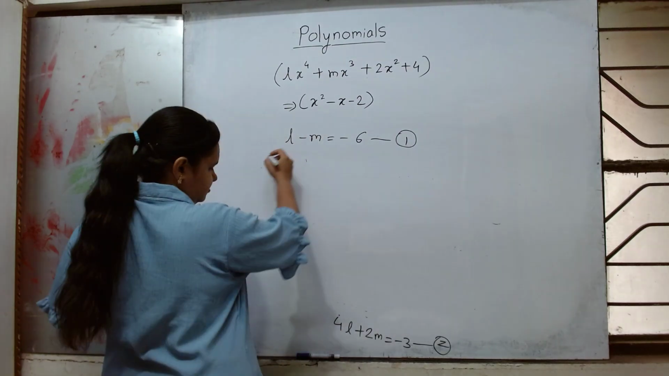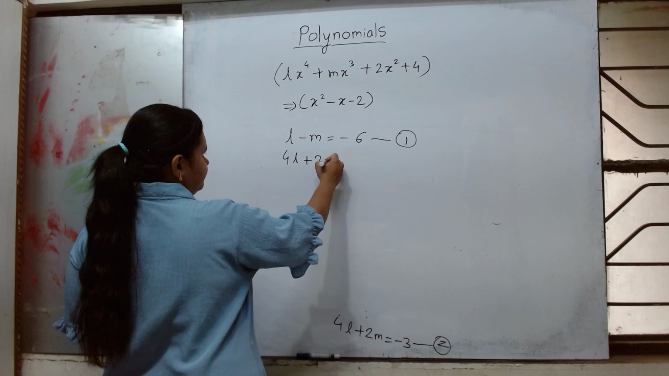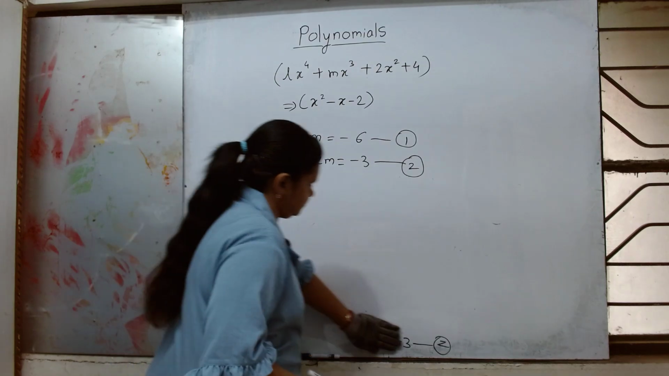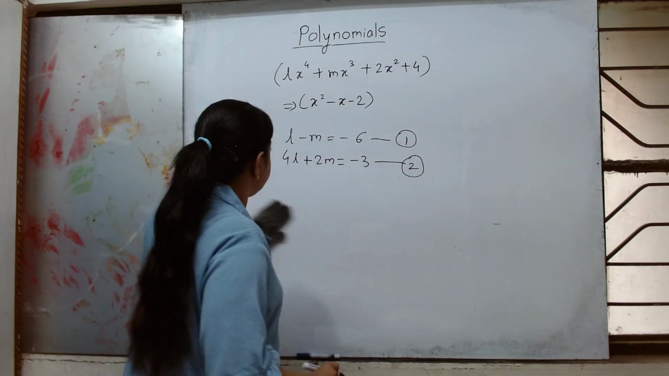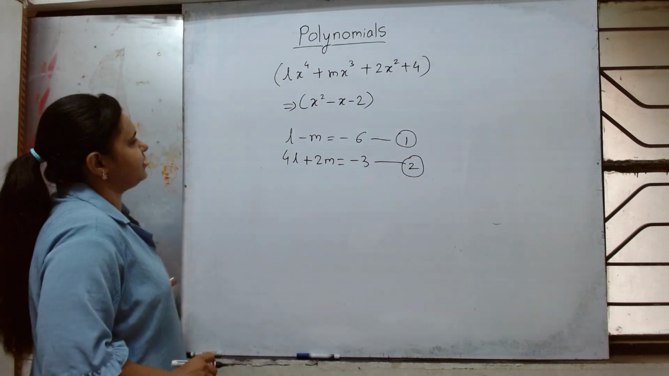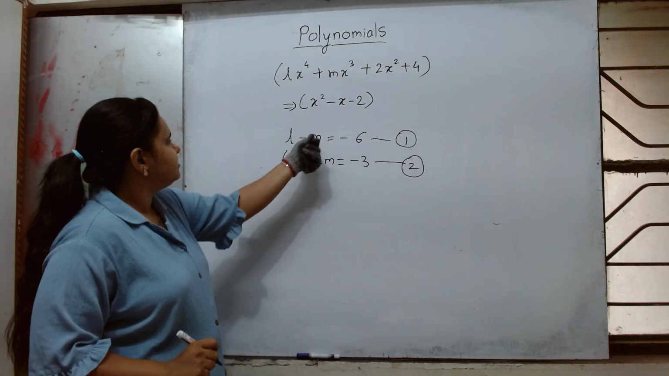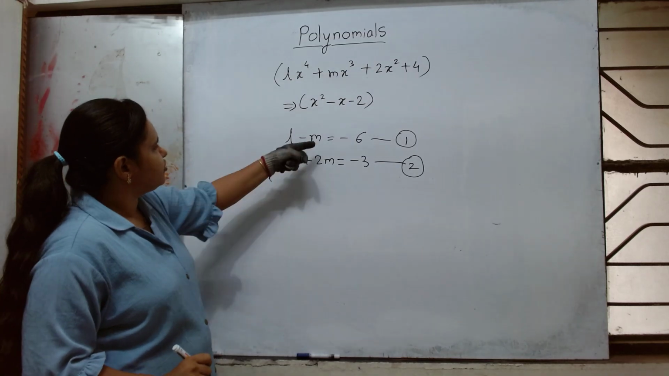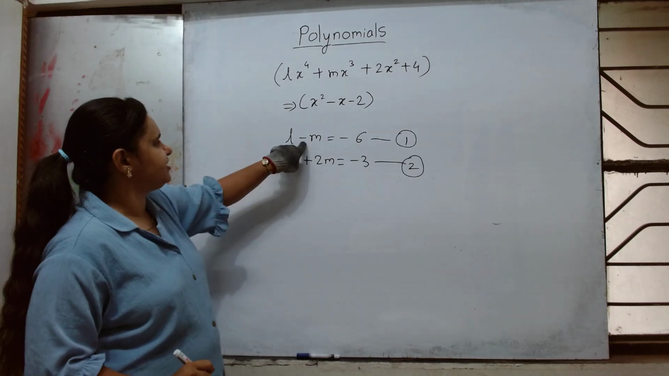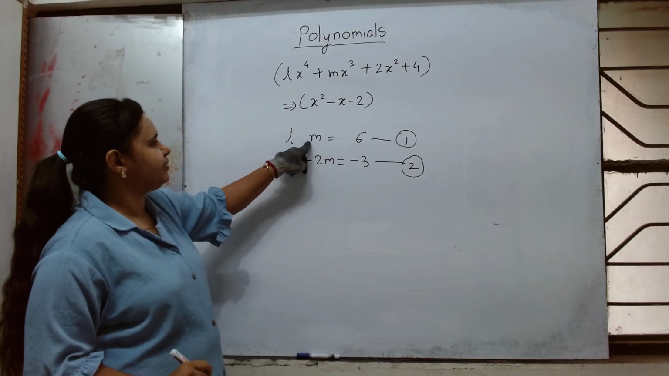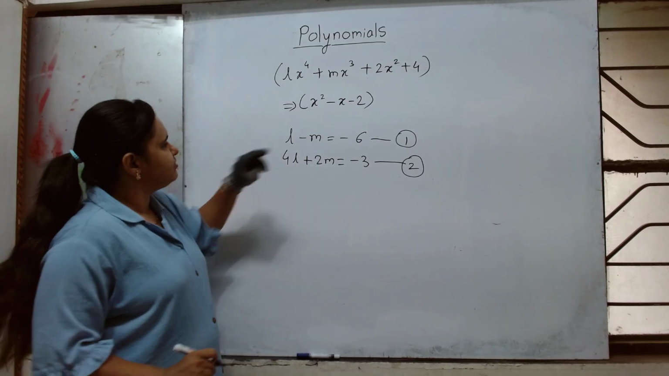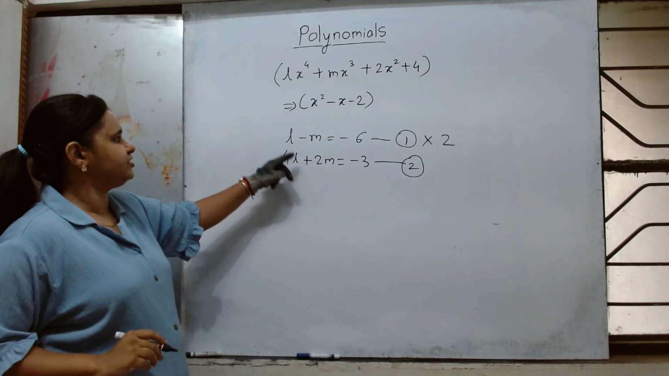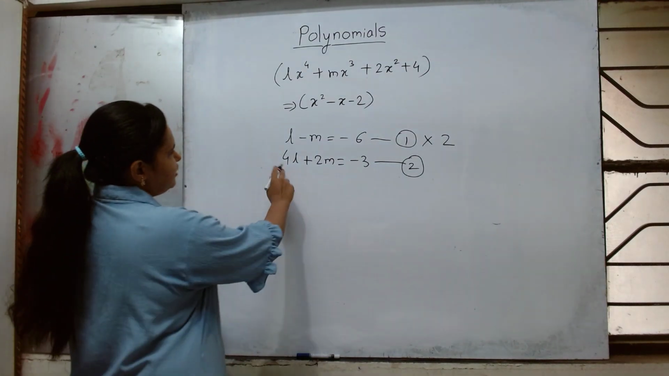And equation 2 was 4L plus 2m equals minus 3. You can solve it by linear equations in two variables. We have to make the coefficient of one variable the same. Here it is plus, here it is minus. If we multiply equation 1 by 2, we can cancel m because it is minus and it is plus. If we add 1 and 2, we will get the value of L.